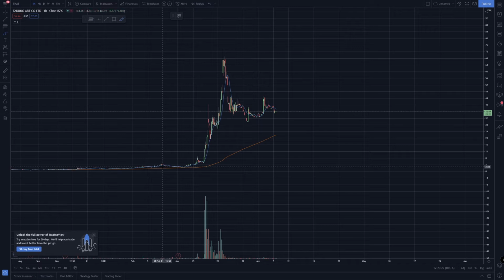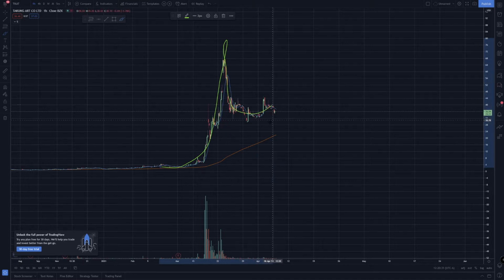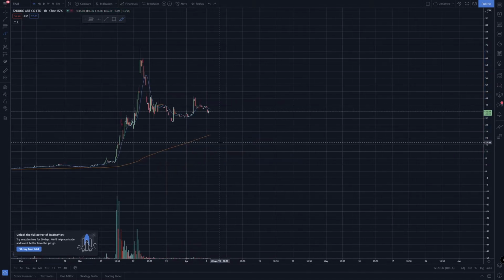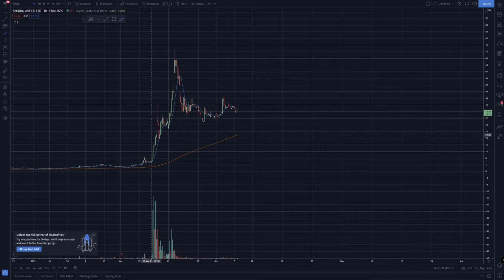Alright, so we're looking at TKAT right now, and we had this big run going like this, and then a huge pullback going like this. So I'm curious what's going to happen right now. There's a couple things that we can kind of do to look at it.